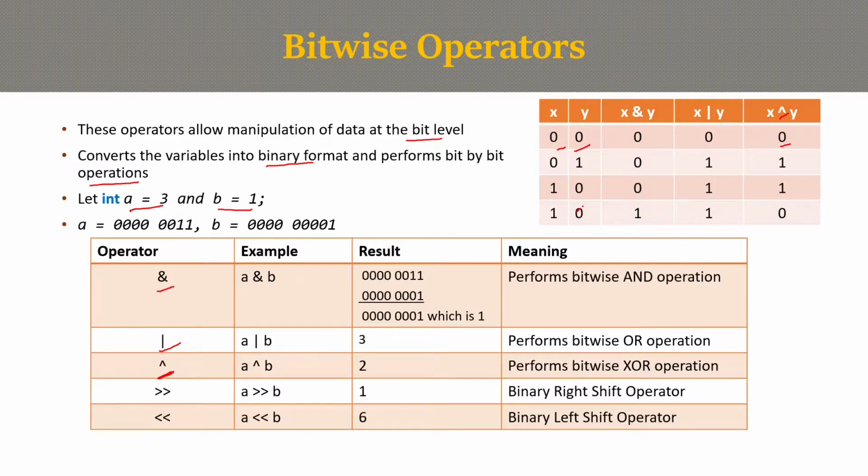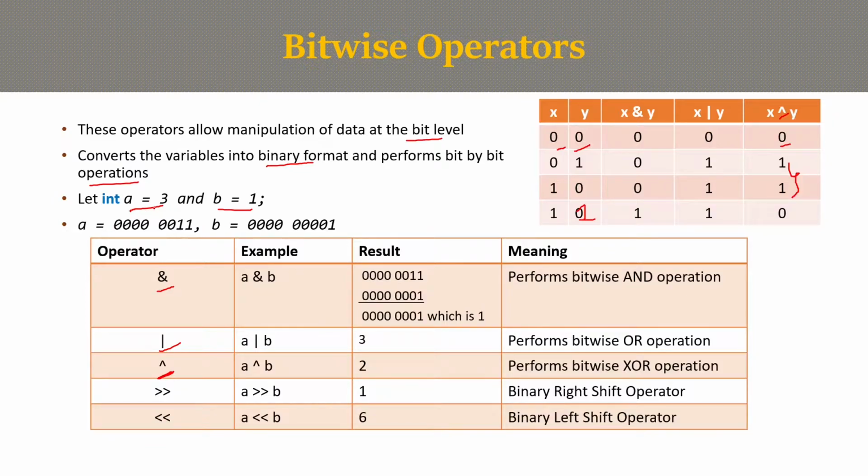And here it should be 1. Okay, so if this value is 1 and 1, then the result will be 0 as well. Now what we can see is that if the values are different, x and y are different, 0 and 1, 1 and 0, then the value is 1. So this is the XOR operation.